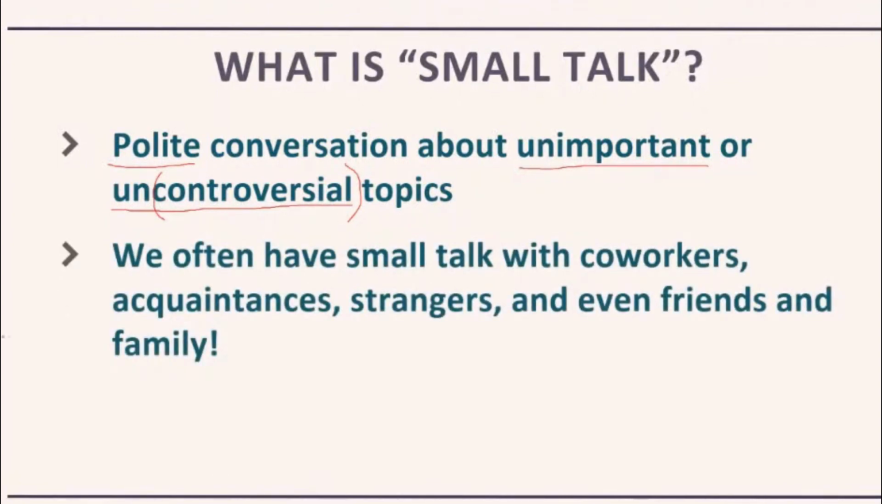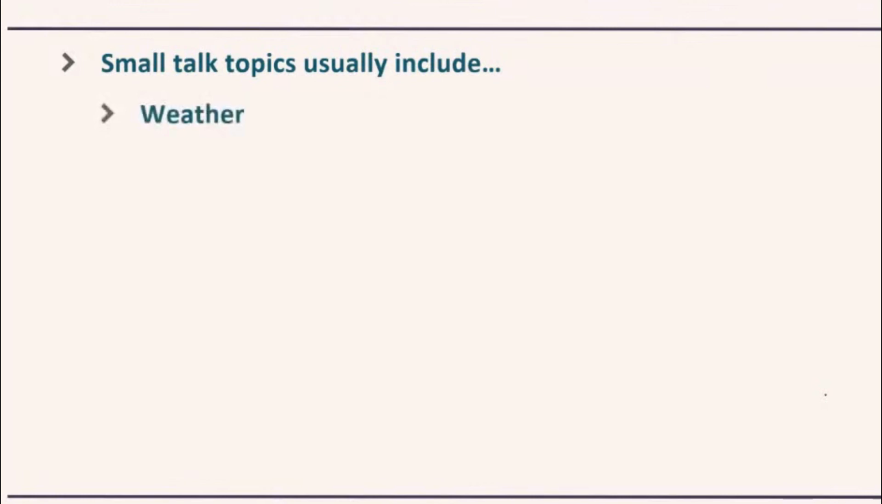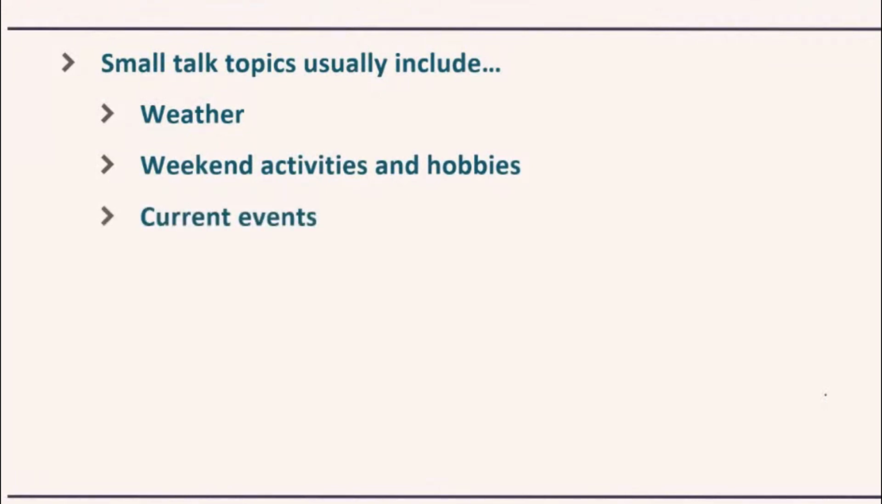Okay? So we often have small talk with coworkers, acquaintances, strangers, and even our friends and family and the people we know well. So we can have small talk with almost anyone. So, small talk topics. What do we usually talk about when we are having small talk? Small talk topics usually include things like the weather, weekend activities and hobbies, and current events. So, what is a current event? Current means now or around this time, and an event is a thing that happened. So, for example, the coronavirus pandemic is a current event, right? We might talk about that in small talk.